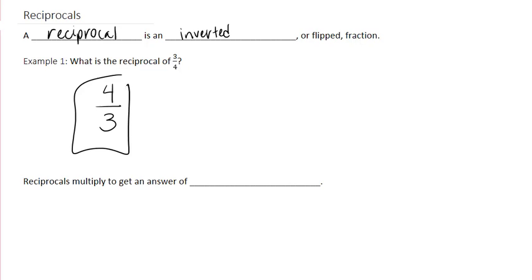And then therefore, reciprocals multiply with the original fraction to get an answer of 1. So using this example, we have 4/3, which is the reciprocal. And if we multiplied by the 3/4, the original fraction, these would cancel out, this would cancel out, and then we get 1/1. So we just get 1. So that's how we know we have done the reciprocal correct, because we get the answer of 1.